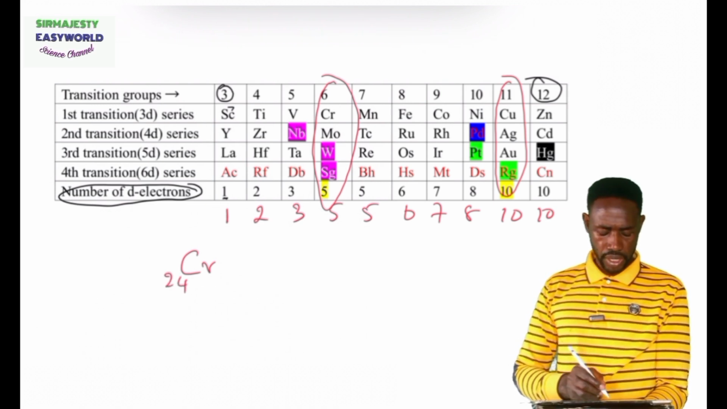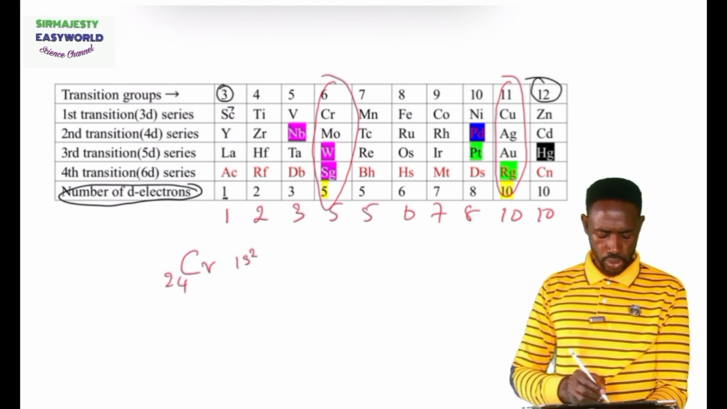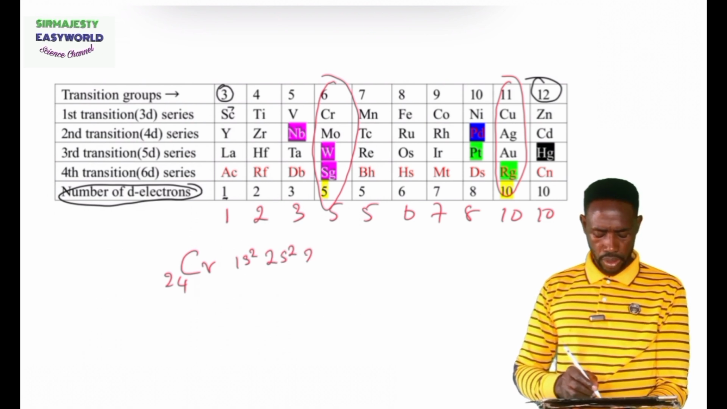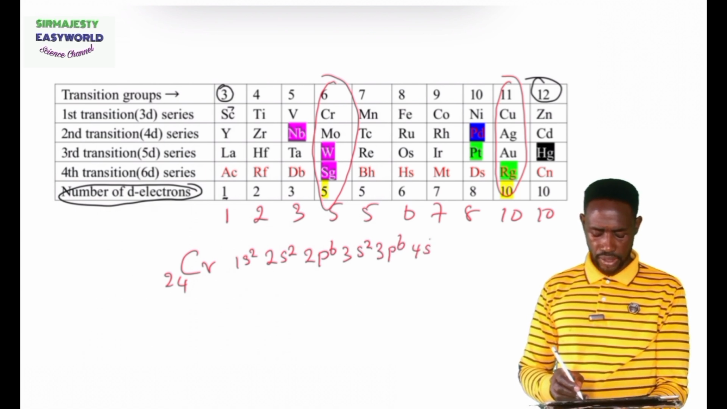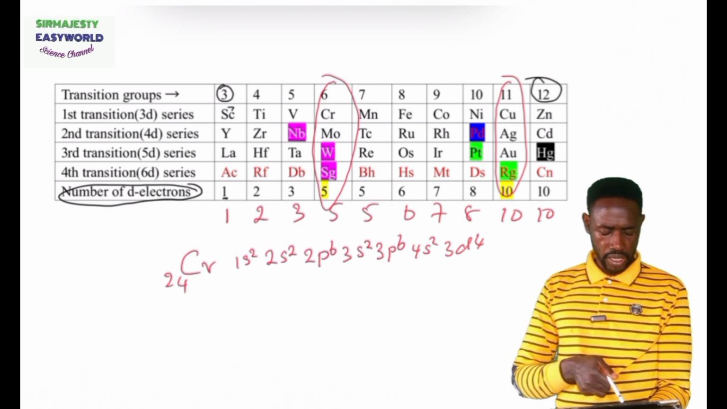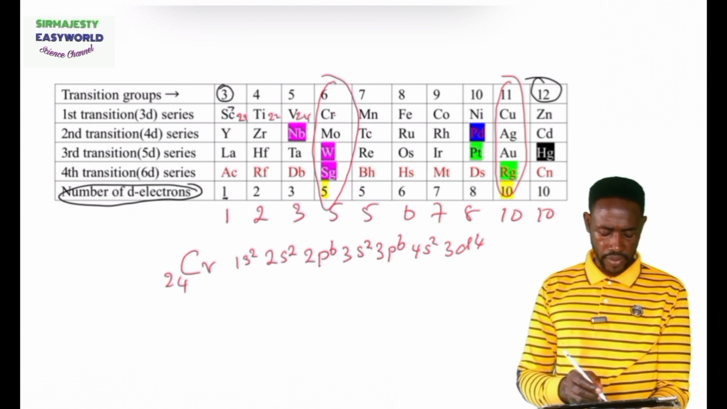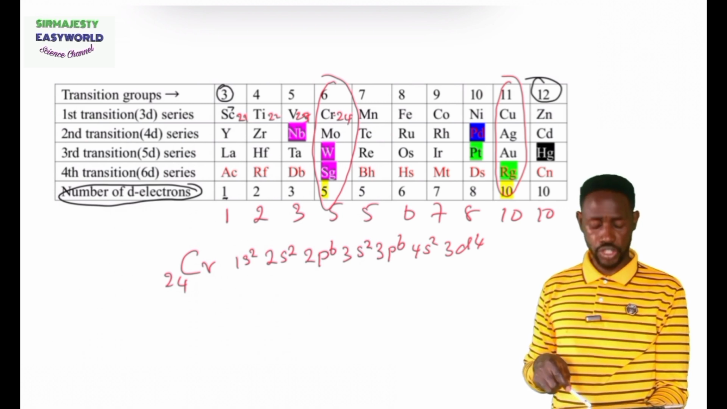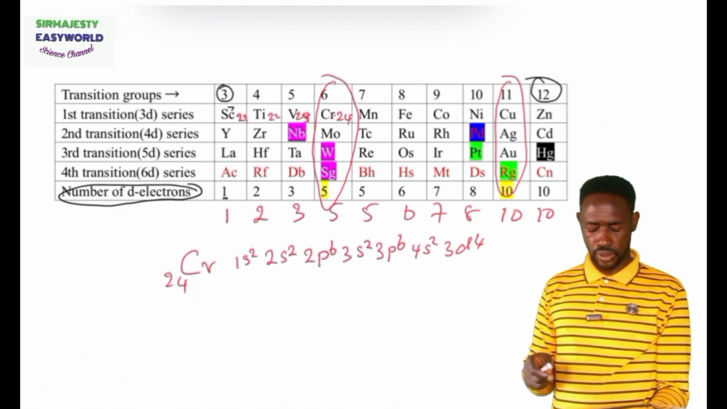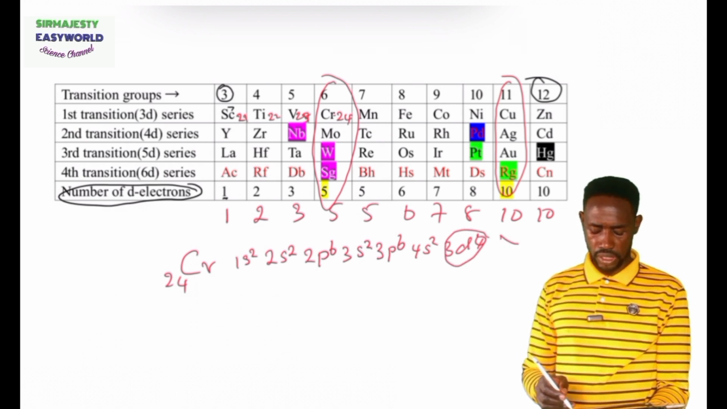Chromium should normally be 1s2, 2s2, 2p6, 3s2, 3p6, 4s2, and then 3d4 because it's number 24. Remember that scandium is 21, titanium is 22, vanadium is 23, and this is 24. If you share electrons, calcium is already 20. Looking at this, you're supposed to end in 3d4, but this is incorrect.